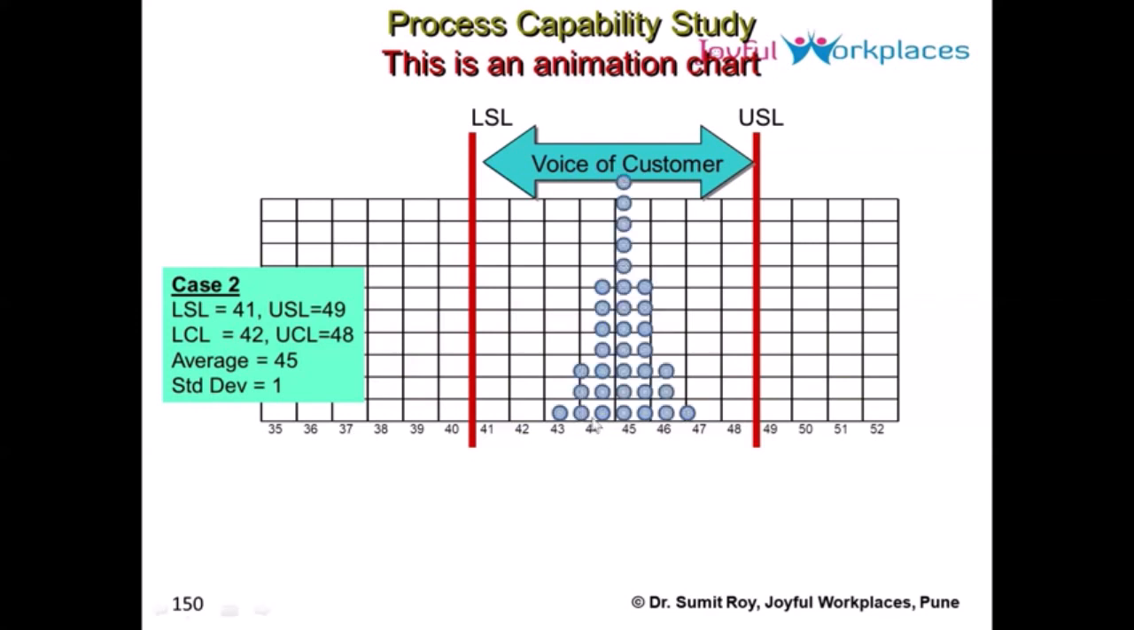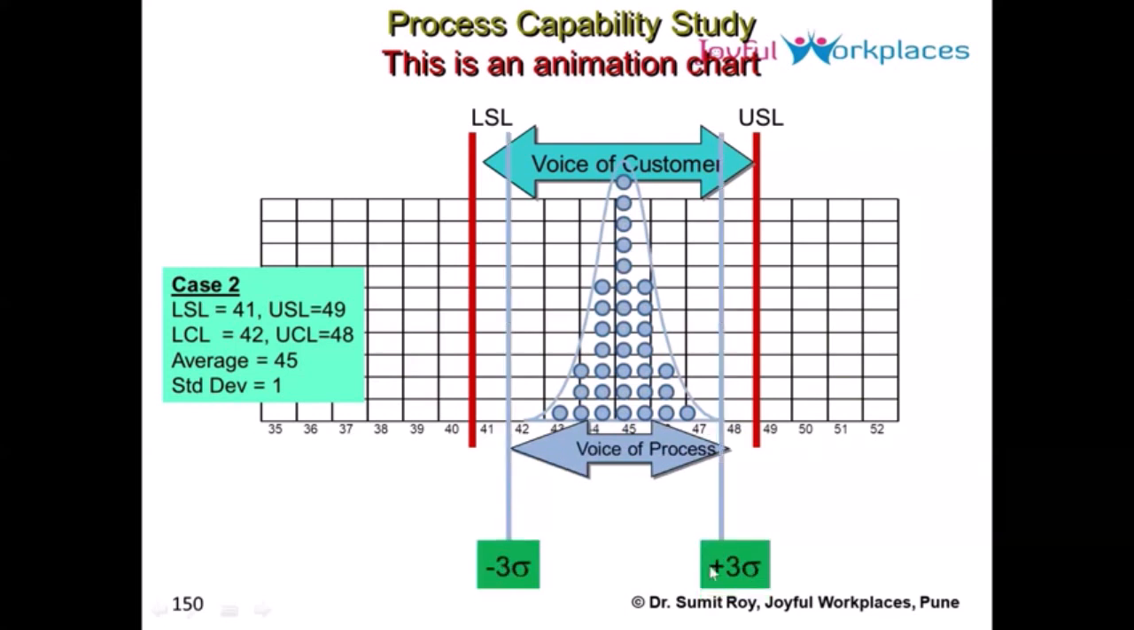So the variation has now been reduced. So the new process has a new voice of the process. What is the new voice of the process? It is plus 3 sigma and minus 3 sigma. Standard deviation is now 1. Earlier, how much was it? 2.5. Now it is 1. So my voice of the process is defined by upper control limit and lower control limit. My average is 45. So 45 plus 3 is 48, and 45 minus 3 is 42.